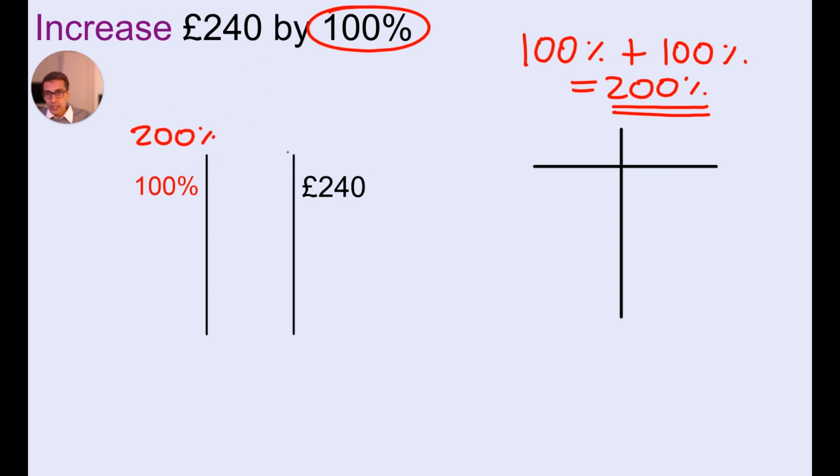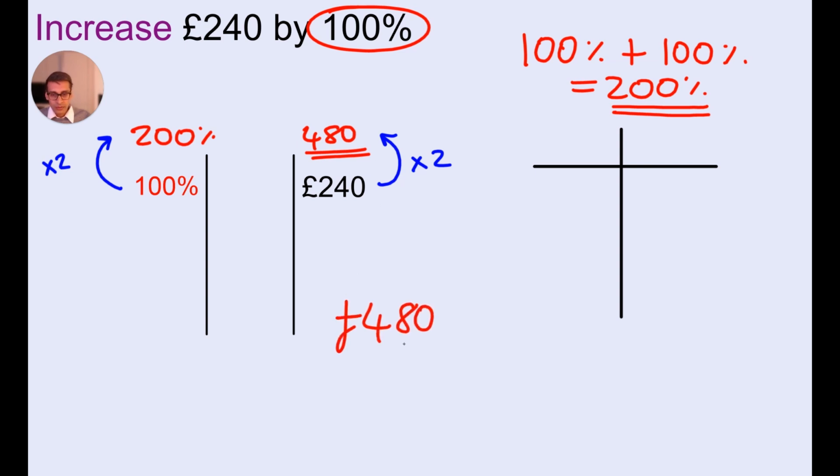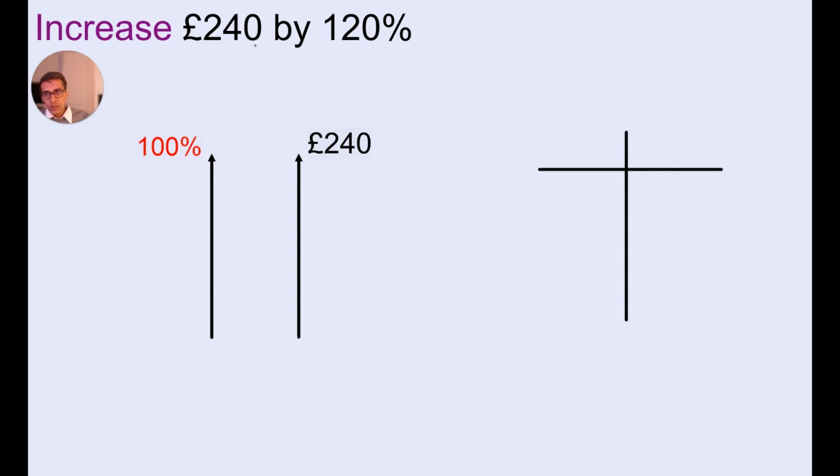So next thing we're going to do here is work out how to get there. So this is relatively straightforward, because we're just going to multiply by 2. And we're going to do the same thing here, multiply by 2. So 240 times 2 is going to be 480. And that is going to be your answer, 480 pounds. Okay, just 2 more examples before you practice more questions on an exercise. Increase 240 by 120%. Pause the video and have a go, and then I'll explain how to do it.